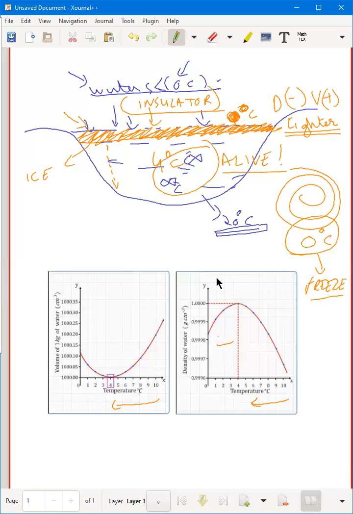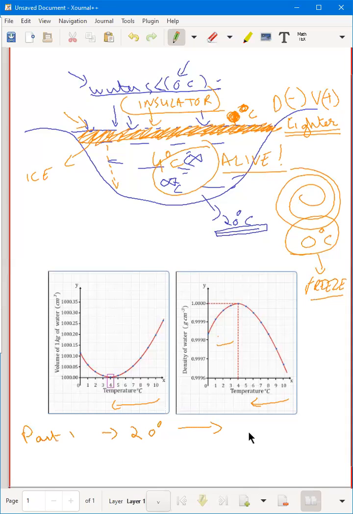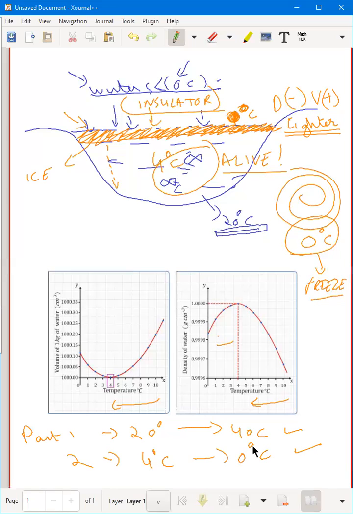Okay. Everyone, please copy this down, write this down in your own words. There are two parts. Part one, from, let's say, 20 degrees Celsius falling till 4 degrees Celsius, what happens in the lake. And part two is 4 degrees Celsius to 0 degrees Celsius, what happens. Both parts, explain it in your own words and quickly let me know once you're done.